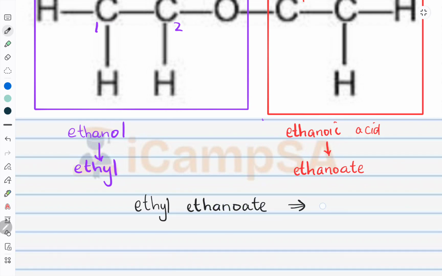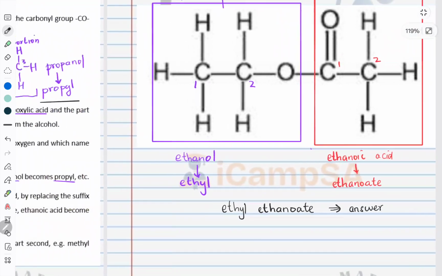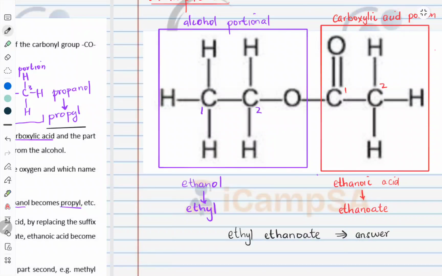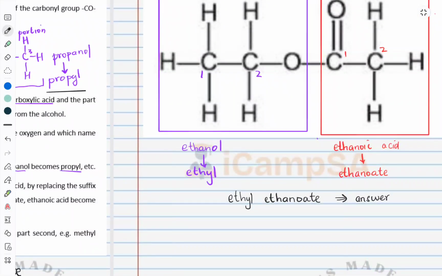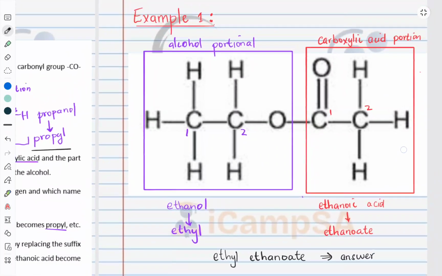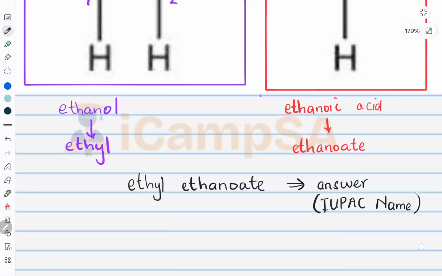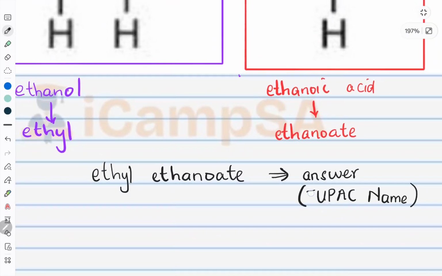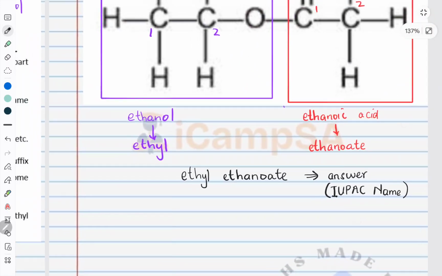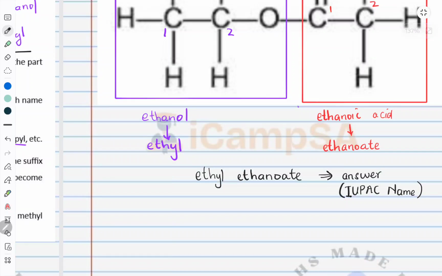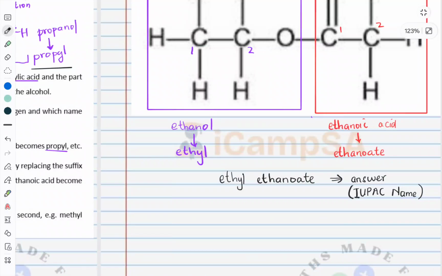So that's our answer. All right, so this is ethanoate. Sorry, that's the IUPAC name for this compound. All right, so this is the IUPAC name, ethyl ethanoate.